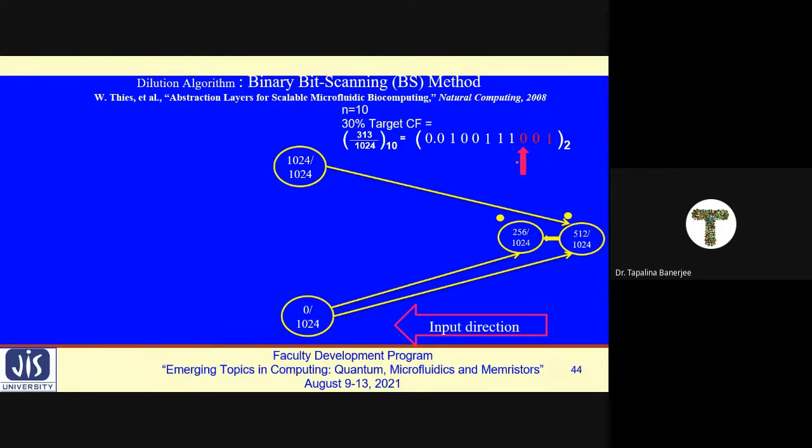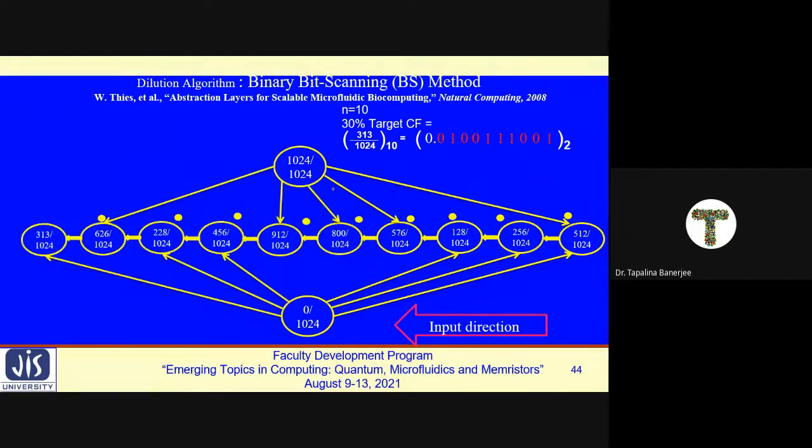Now 0 means once again we need to mix with another buffer droplet. This is 1, which means mixing is required with 1 unit volume of sample droplet. So on and so forth, we will receive our target.